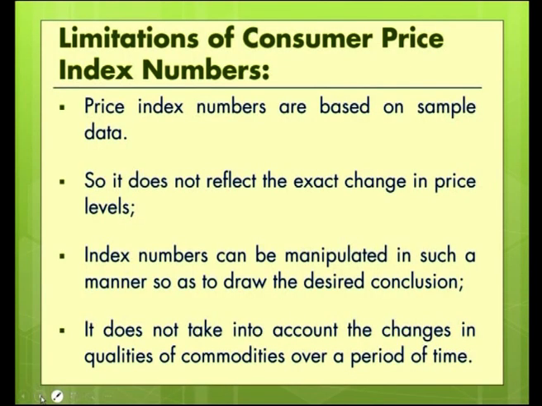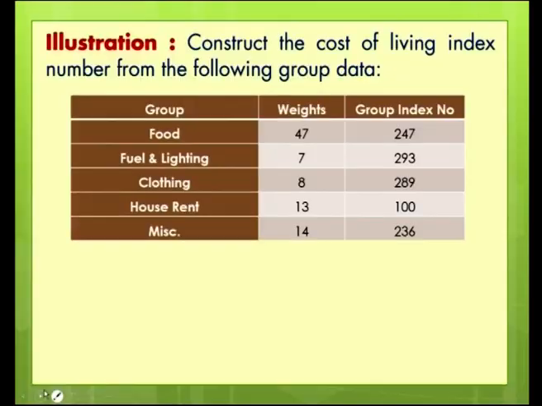So, index numbers can be manipulated in such a manner so as to draw the desired conclusion. It does not take into account the changes in qualities of commodities, that we will be studying in statistical quality control later. So, it does not take into account the qualities of commodities over a period of time. That is very important. Quality has to be considered. So, that is one of the limitations for the consumer price index number.